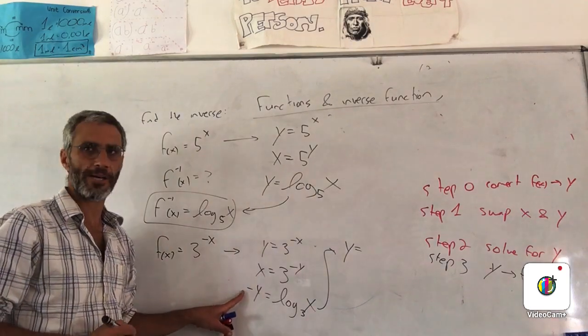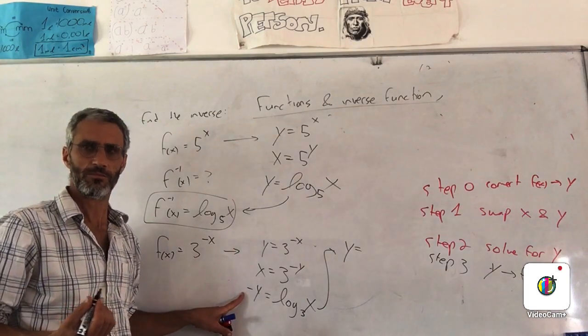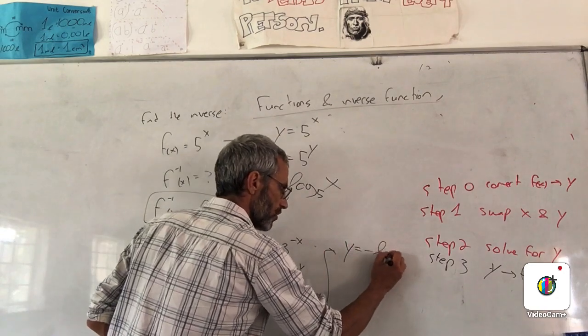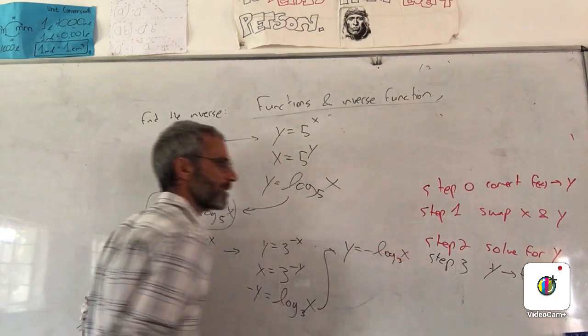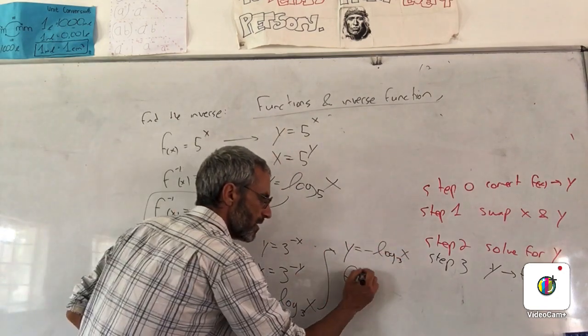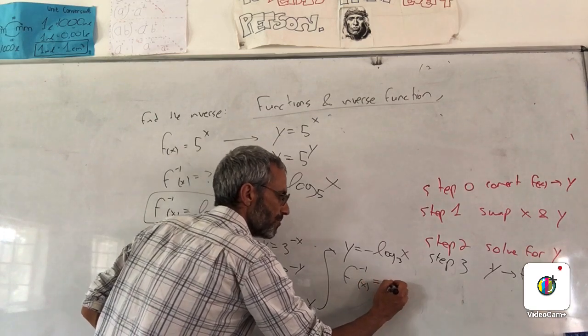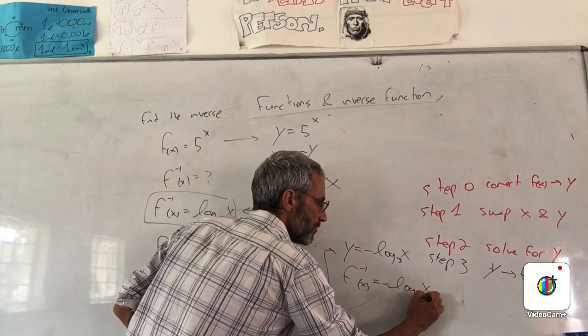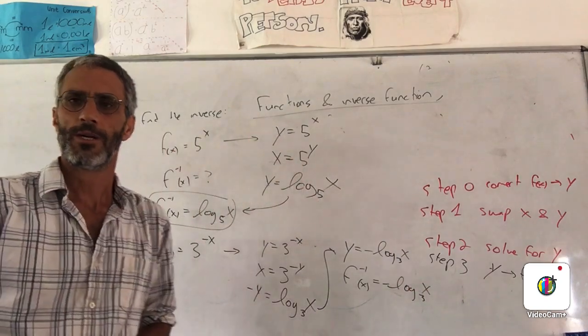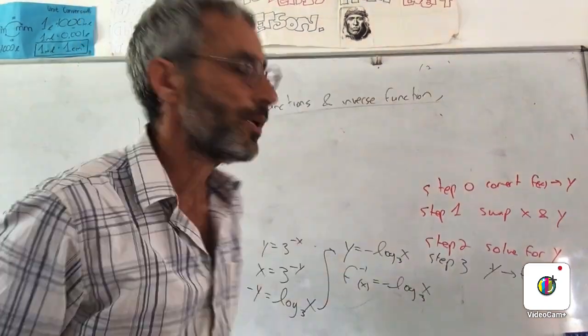how do I get rid of that minus? This is not difficult. That's it. Negative log x base 3. And that is the answer, right? If you want to write in terms of f minus 1 of x, it is minus log x base 3. Okay, I'll pause here. We'll do maybe a couple more.